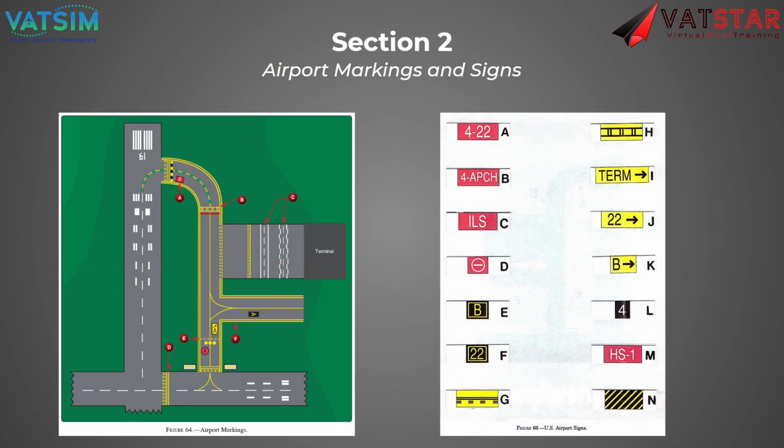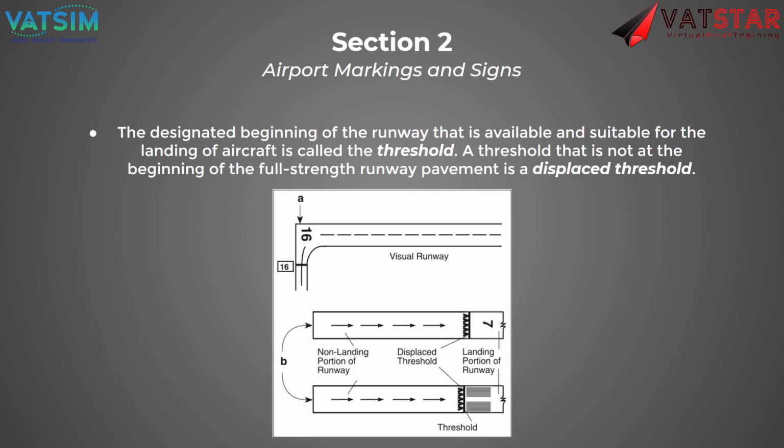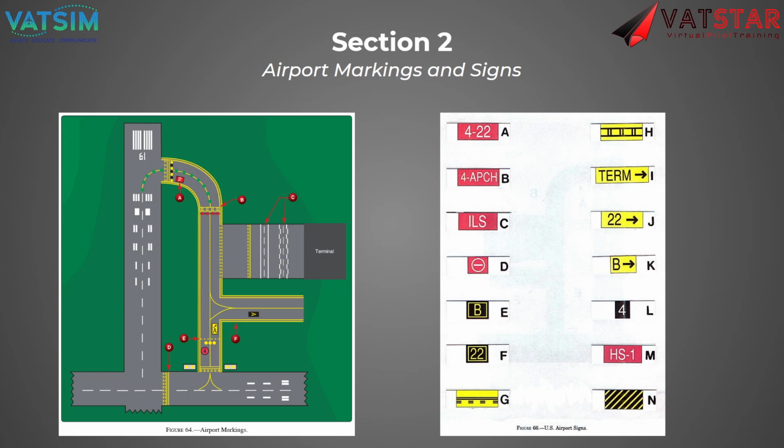So they displace thresholds due to obstructions as well? Yes, they can be due to obstructions. Typically, they also are done that way to give an aircraft more takeoff distance. So, landing traffic might need that obstacle clearance, but they'll be like, hey, we can extend the runway here and give you more takeoff distance. So, yes, obstacles can be a reason for that.